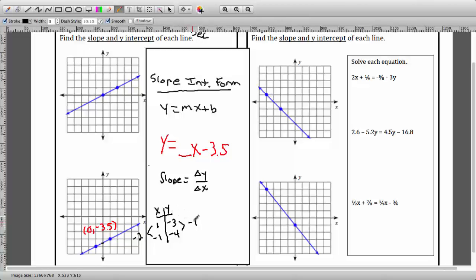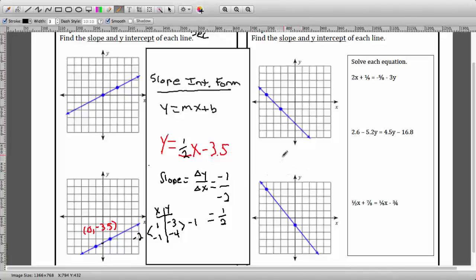So my change in y here is -1. My change in x is -2. We'll substitute those two values in. Change in y, -1. Change in x, -2. -1 divided by -2, that is a positive 1/2. And this positive 1/2 is my slope. It will go here. So y equals 1/2 x minus 3.5. That is my equation. Slope is 1/2. The y-intercept is a -3.5.